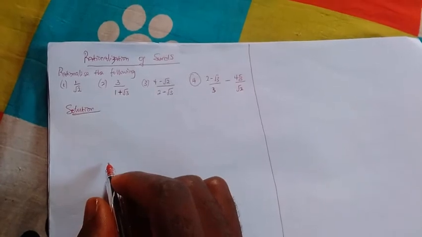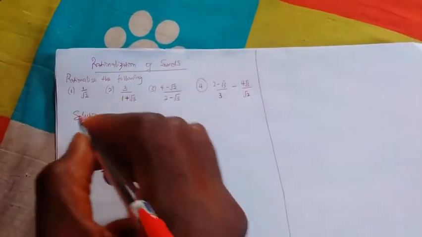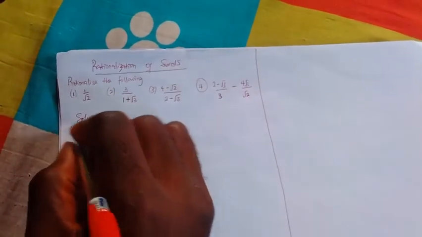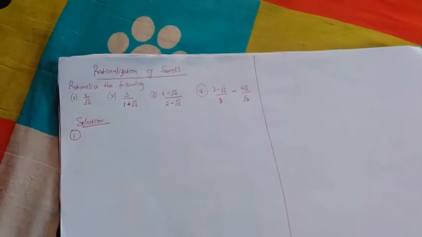In today's class, we'll be looking at rationalization of surds. Now, how do we rationalize surds? For question number one, rationalize the following: 1 over root 2.